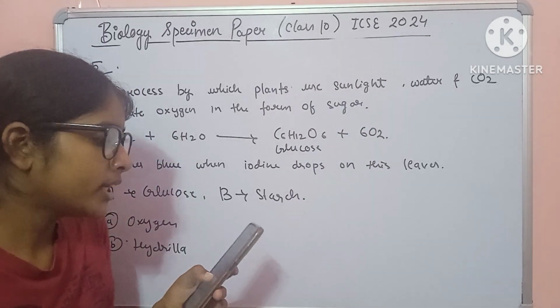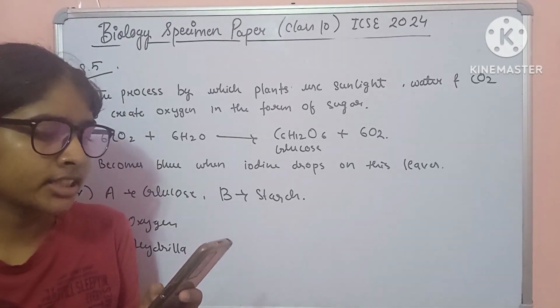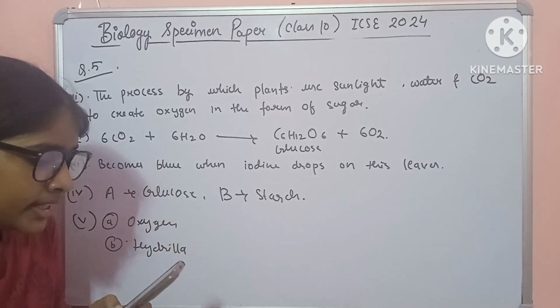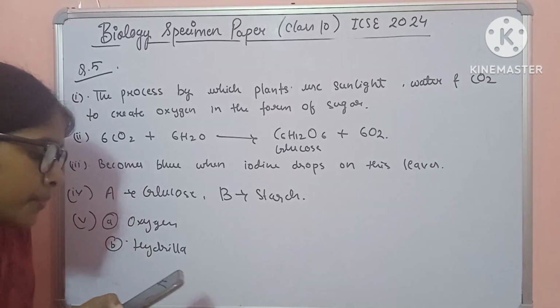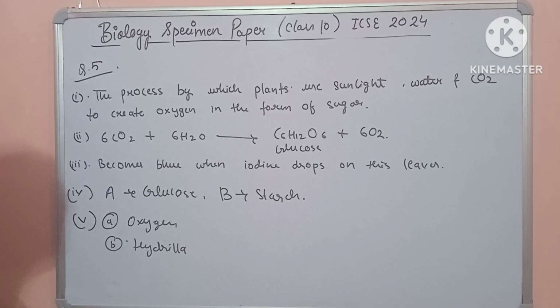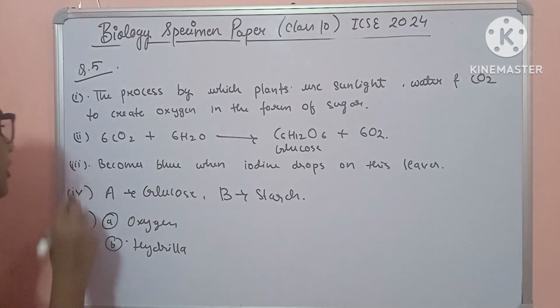Third, a potted plant having variegated leaves was exposed to sunlight for 3 hours. One of the leaves was plucked and tested for starch. What will be your observation after the starch test? The starch becomes blue when iodine drops are put on the leaf. Okay, you have to write only this much.